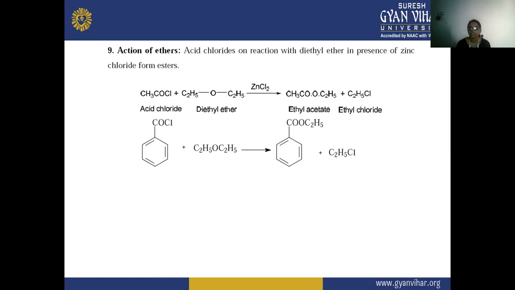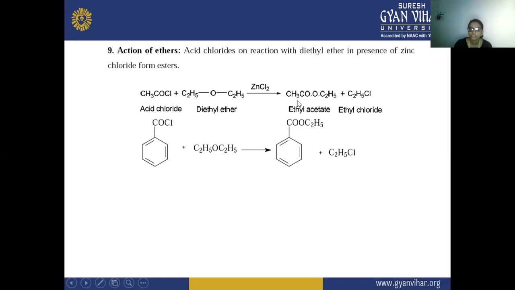So in the reaction, you can see that CH3COCl plus C2H5OC2H5, these are your two reactants, and if these reactants are reacting in the presence of zinc chloride, there is a formation of ethyl acetate plus ethyl chloride. So this is the acid chloride, CH3COCl, plus diethyl ether, C2H5OC2H5. CH3COCl is reacting with this, and there is a formation of acetate.